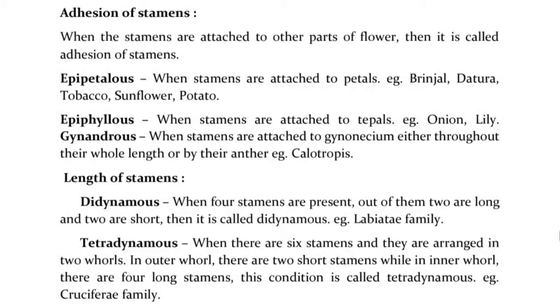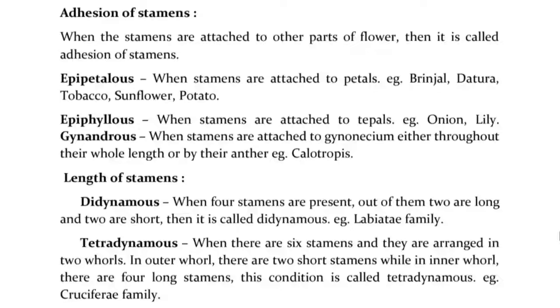Adhesion of stamens. When the stamens are attached to other parts of the flower, it is called adhesion of stamens. Epipetalous: when stamens are attached to petals, e.g. brinjal, datura, tobacco, sunflower, potato. Epiphyllous: when stamens are attached to tepals, e.g. onion, lily. Gynandrous: when stamens are attached to the gynoecium either throughout their whole length or by their anthers, e.g. calotropis.